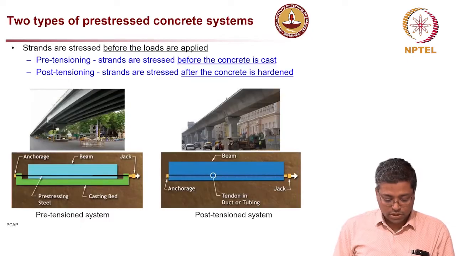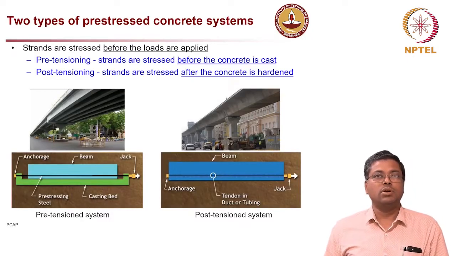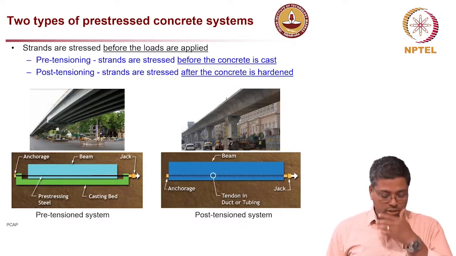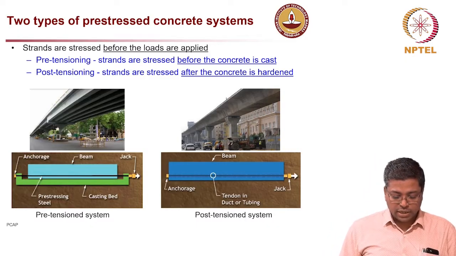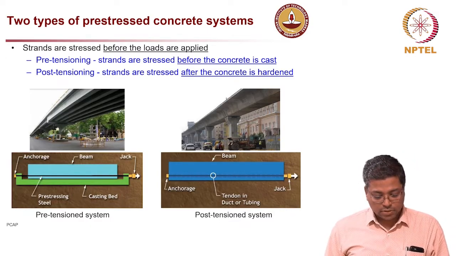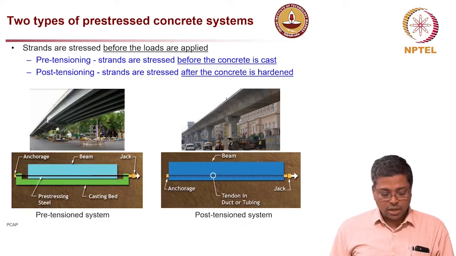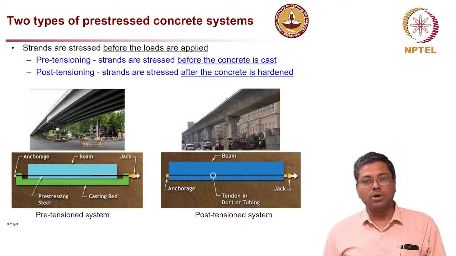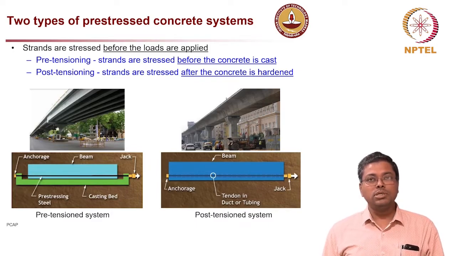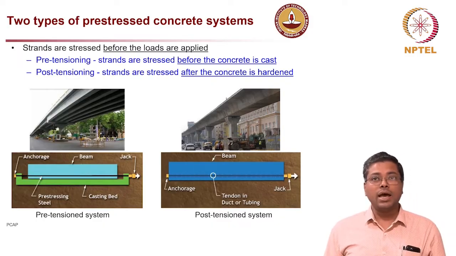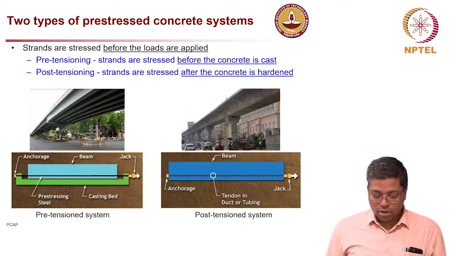where you have prestressing, and there are two types of prestressed concrete systems. One is the pre-tension system and the other is the post-tension system. The one on the left is a pre-tension system. The two types are based on the time at which the strands are stressed. In a pre-tension concrete system, the strands are stressed before the concrete is cast. In a post-tension concrete system, the strands are stressed after the concrete has achieved its strength, or after the concrete has hardened.